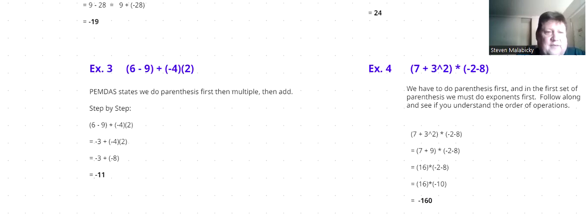So 6 minus 9 is negative 3. Remember, that's 6 plus a negative 9. So we're going to subtract the numbers and keep the sign of the bigger number. So 6 minus 9 is negative 3. And because I'm doing one step at a time, I'm going to drop all the rest of this problem.